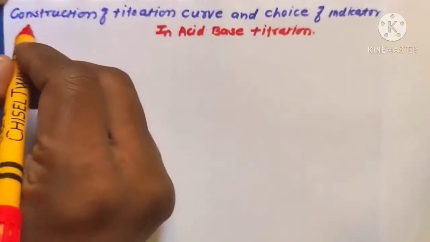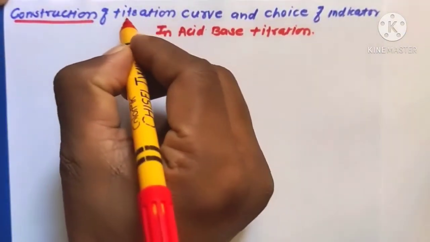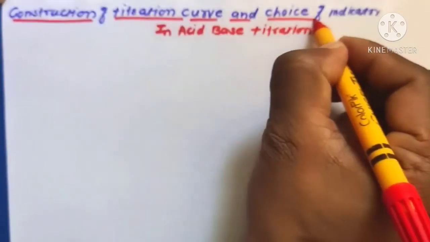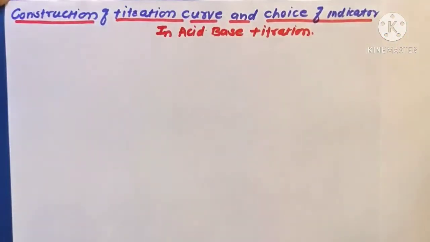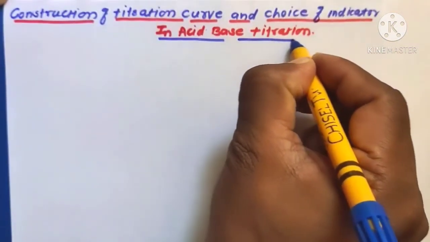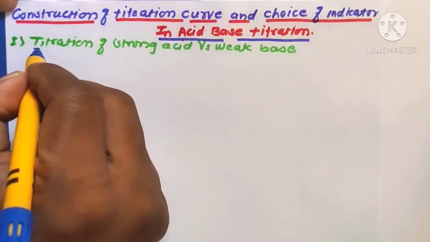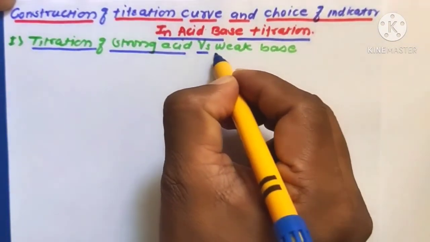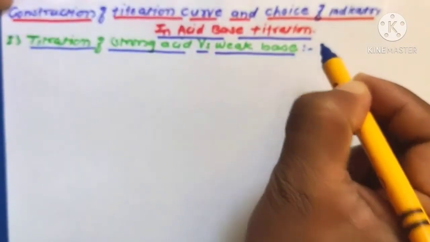हॅलो फ्रेंड, आज आपण construction of titration curve and choice of indicator in acid base titrations हा पॉइंट्स स्टडी करणार आहोत. पॉइंट फर्स्ट आहे टायट्रेशन ऑफ स्ट्रॉंग ॲसिड वर्सेस वीक बेस.